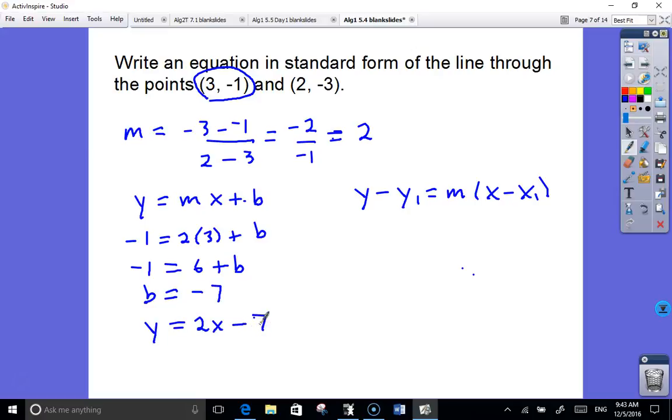Okay, which is good, right? That so far. But it said put it in standard form. Standard form would have both the x and the y term on the left. So what do I have to move so that I've got both of those on the left? The 2x, right? So I need to subtract 2x.